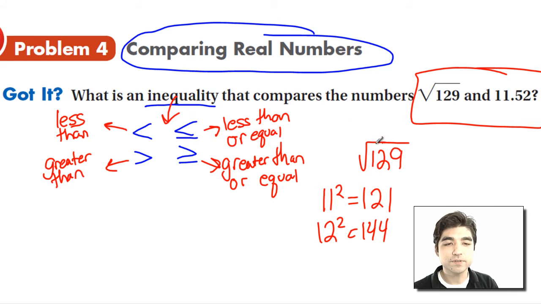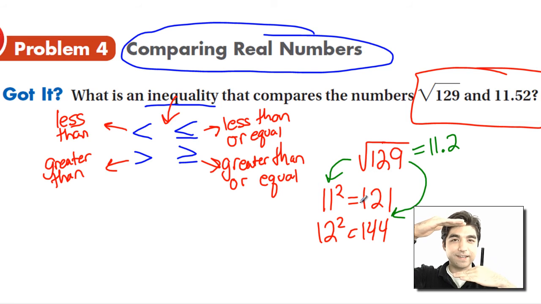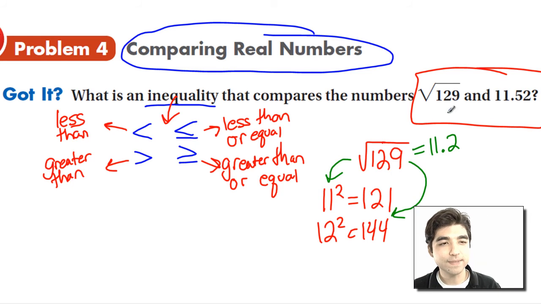So we know that square root of 129 is in between these two numbers. Now it's a lot closer to 11 than to 12. So it's probably around 11.2. Okay, does that make sense? So we took the square root of 129, we found two perfect squares that sandwich it in between, and then we see which one is closer to it so that we can estimate the answer close to that. So I'm estimating square root of 129 is close to 11.2.